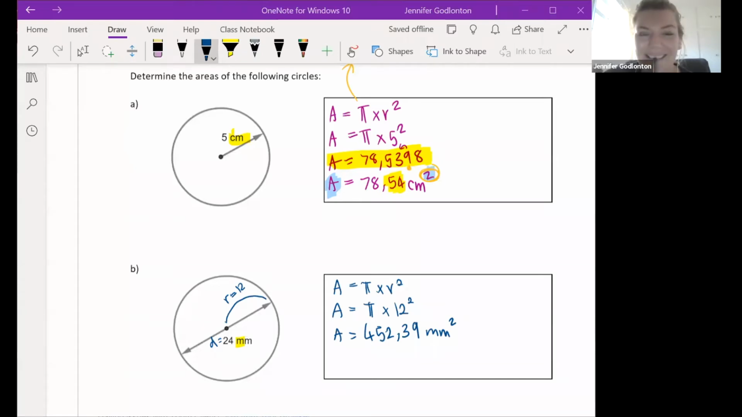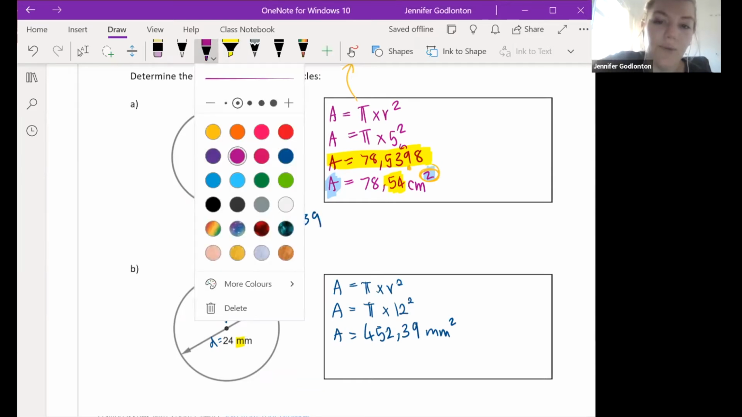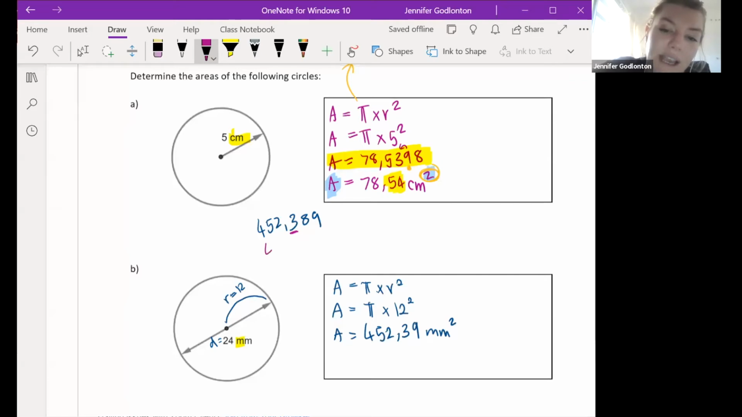Hello, ma'am. For my answer, I got 452.389. Wouldn't I also be able to round off the 3 to a 4? It depends. If you had 452.389, and your teacher wanted you to round this off to 1 decimal place, then you would say 452.4. If she wanted you to round it off to 2 decimal places, then it would be 452.39. Okay, thank you.